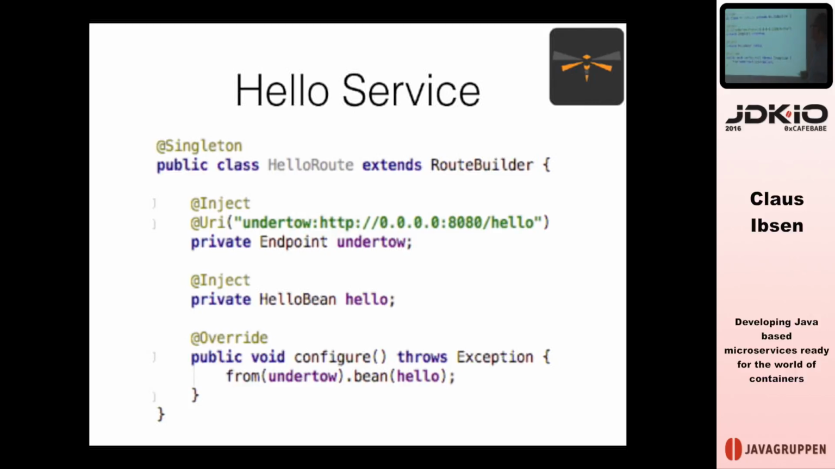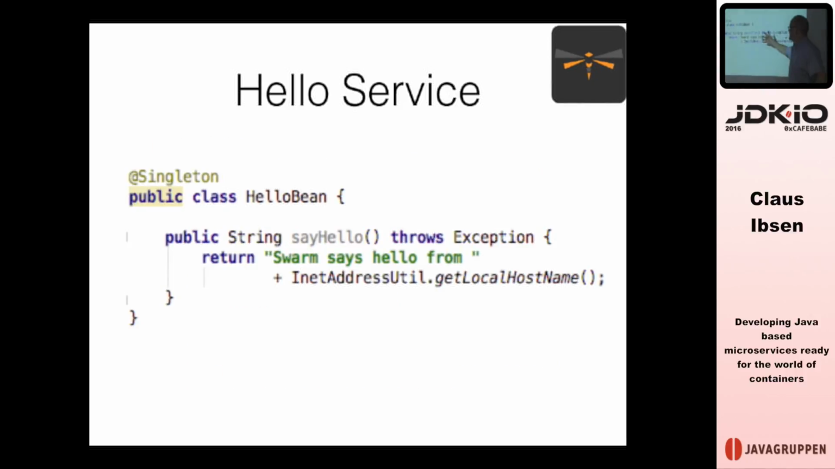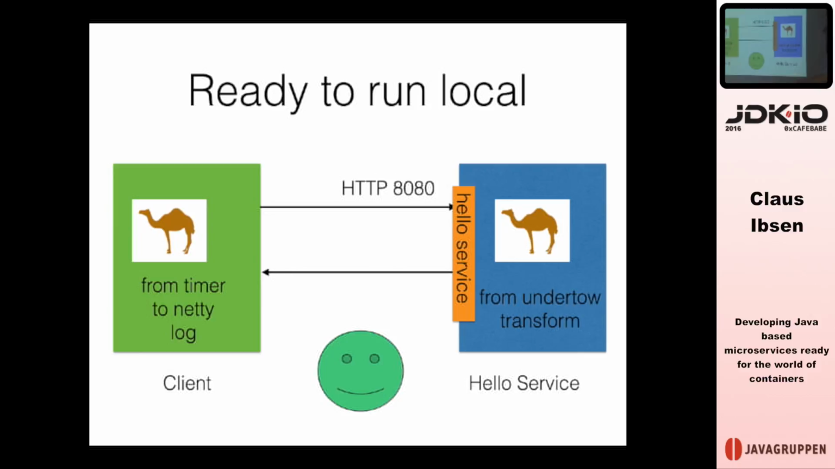So the server-side code, that's where we're using Undertow to expose the service on 8080/hello. And then we're going to use a Java bean, using CDI, that's been injected. I'm going to call it from Undertow and do a bean. The bean is just a standard CDI bean with a singleton or something, and then one method saying say hello, and it says hello from, and then we have a little Java class to get the host name. Okay, and now we can build that and run it.